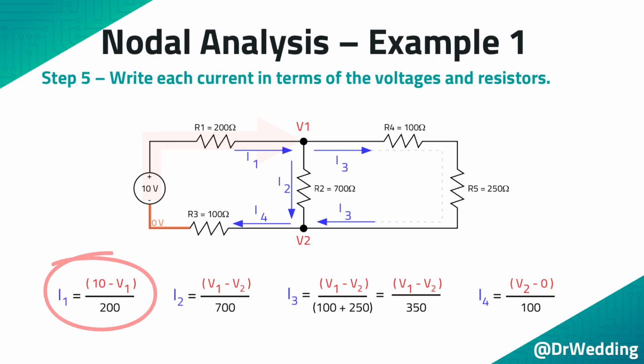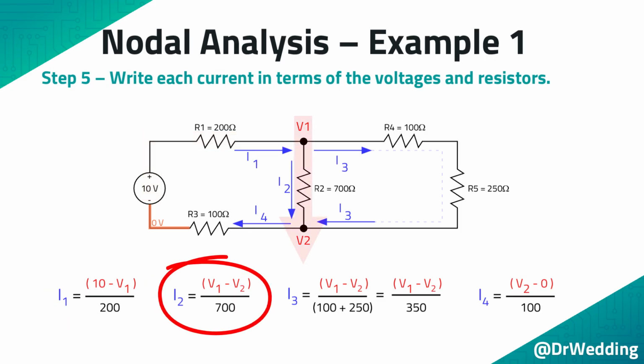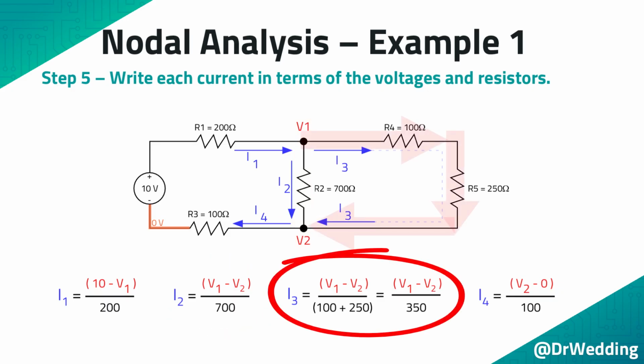The current I2 is assumed to be flowing from the upper node to the lower node. So the voltage across the 700 ohm resistor is V1 minus V2. The current I3 is assumed to be flowing from the upper node to the lower node. So the voltage across the two resistors in series is V1 minus V2. Because the two resistors are in series, they are added together.